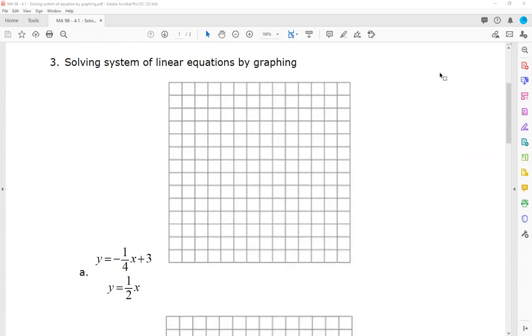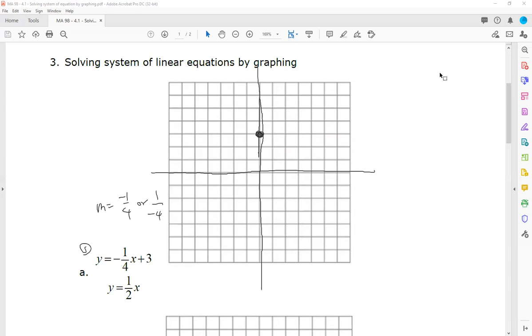Now we have a system with the equation y equals -1/4x plus 3, and the other equation is y equals 1/2 times x. Let's go ahead and draw our lines first. Get my grid going. Make sure you know how to graph. I'm going to graph the first equation. My y-intercept is (0, 3), and my slope is -1/4 or 1/-4, totally your pick. I'm going to use -1/4.